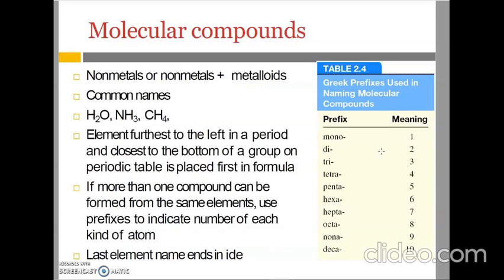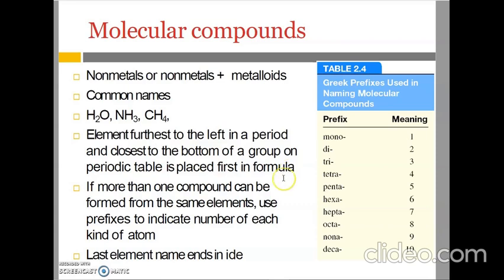And next is molecular compounds. So how do you name a molecular compound? Molecular compounds are usually made up of only non-metals, or non-metals with metalloids. Some have a common name, like here, examples, we call these water and ammonia. The element furthest to the left in the period and closest to the bottom of a group on the periodic table is placed first in the formula.